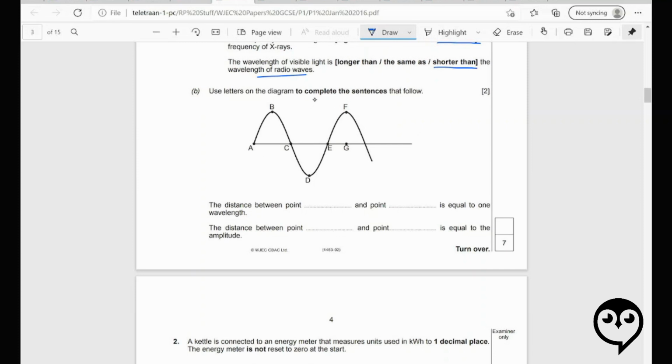Right, these are nice little diagrams. The distance between point and point is equal to one wavelength. Well, I would say A and D. I would also accept B and F, or, I mean, B and G, either way. But probably F is better because it's up top. The distance between point G and F is equal to the amplitude, I would say.